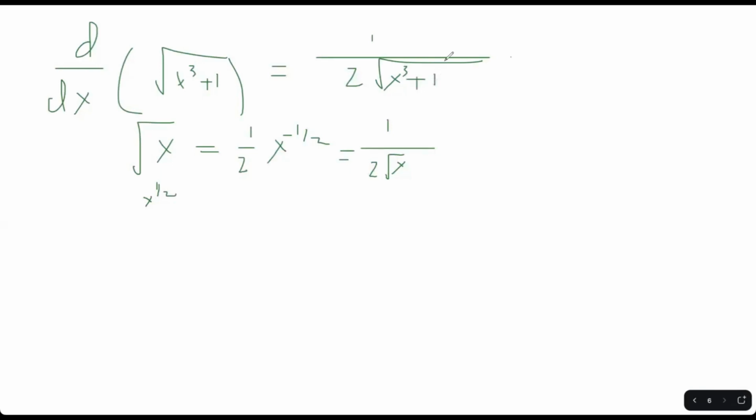And you multiply this all by the derivative of the inner function, which is x cubed plus 1. Derivative of x cubed is going to be 3x squared. Derivative of 1 is going to be 0. So this is just going to be 3x squared over 2 root x cubed plus 1. And that would be your answer.